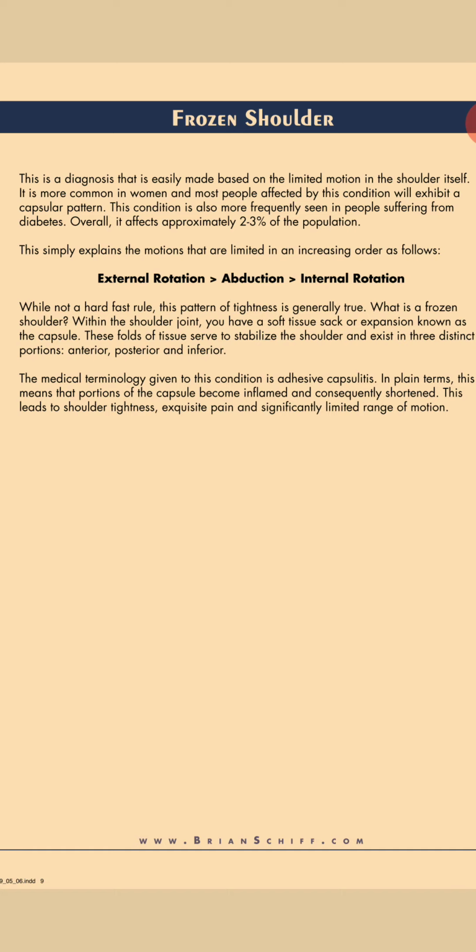What is a frozen shoulder? Within the shoulder joint, you have a soft sac or expansion known as the capsule. These folds of tissue serve to stabilize the shoulder and exist in three distinct portions: anterior, posterior, and inferior. The medical terminology given to this condition is adhesive capsulitis. In plain terms, this means that portions of the capsule become inflamed and consequently shortened. This leads to shoulder tightness, exquisite pain, and significantly limited range of motion.